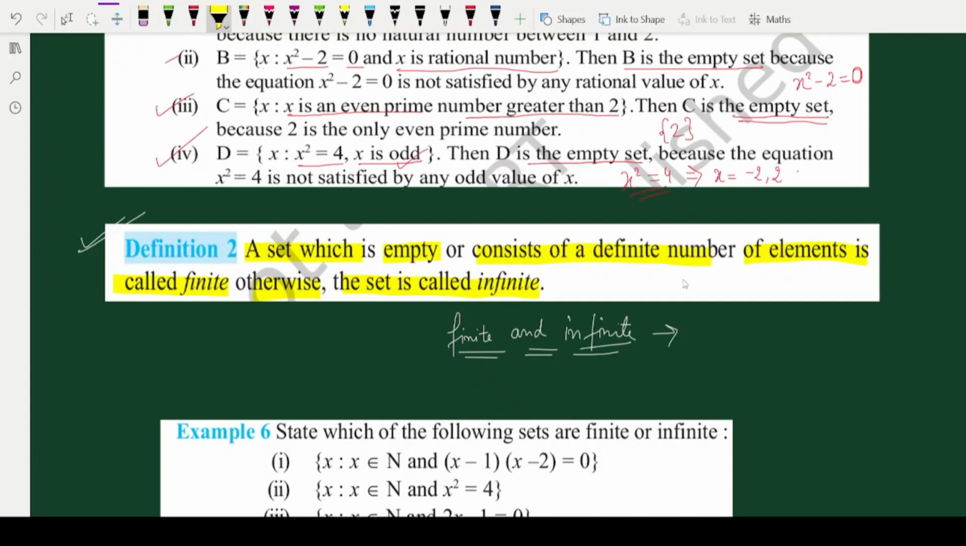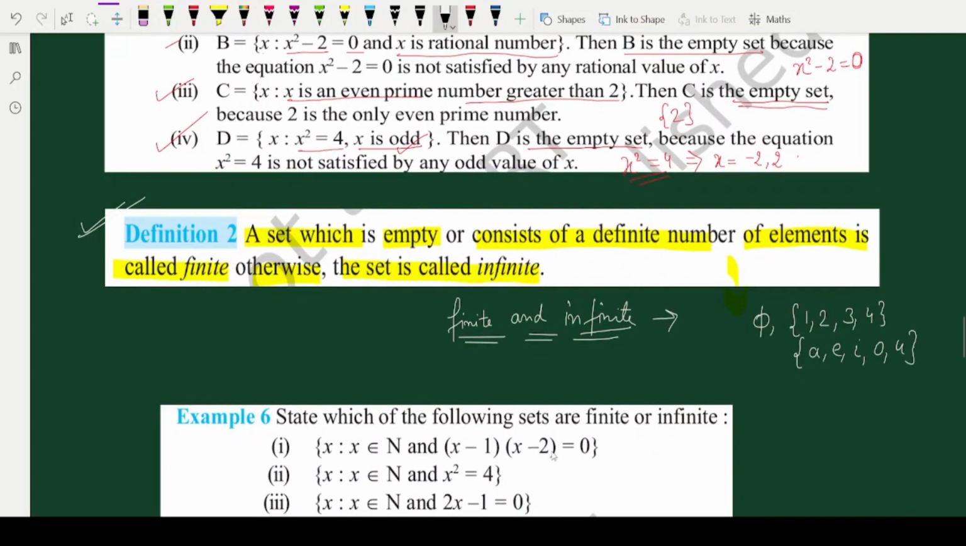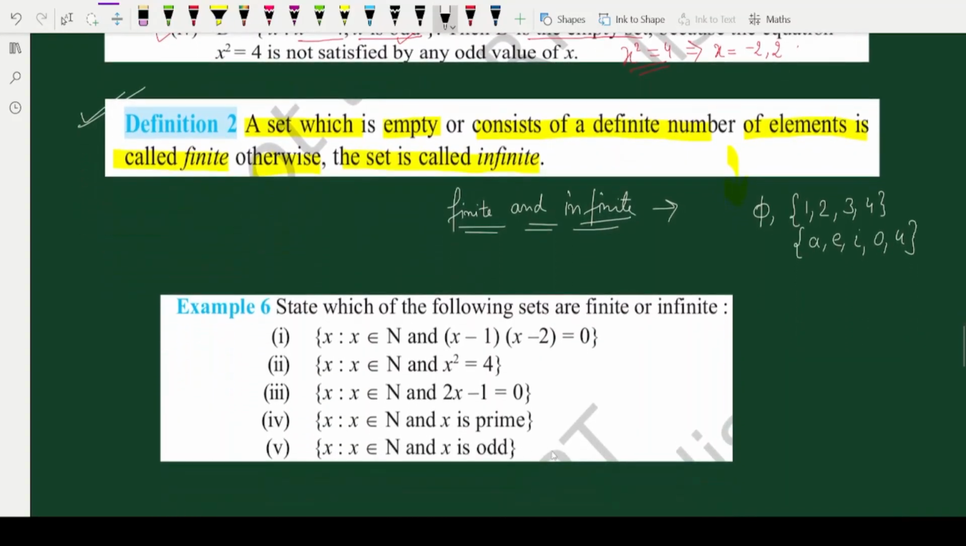Okay, what did we learn? If a set is empty or has a finite number of elements, it is called a finite set, otherwise infinite. Now let's see some examples that make our concept clear. Now see what they are. State which of the following sets are finite or infinite.